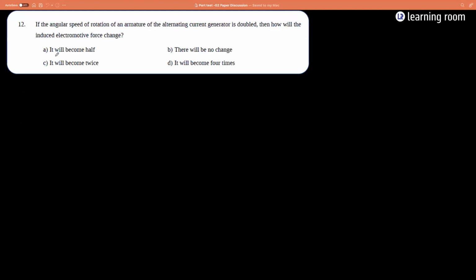Next, if the angular speed of rotation of an armature of the alternating current generator is doubled, then how much is the induced EMF doubled? So what is the answer? Twice. So E is equal to another formula, NBA omega. Correct? If the angular speed of rotation is doubled, so omega is doubled, then how will the induced electromotive force change? It will be doubled. It will become twice. So 12th, C.